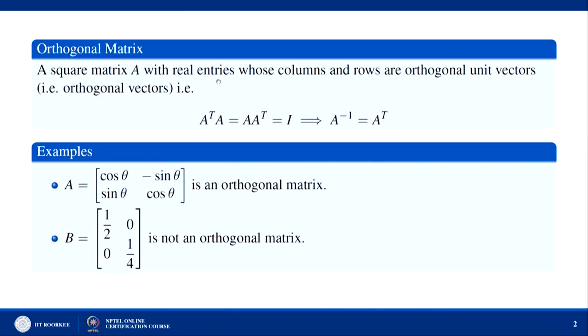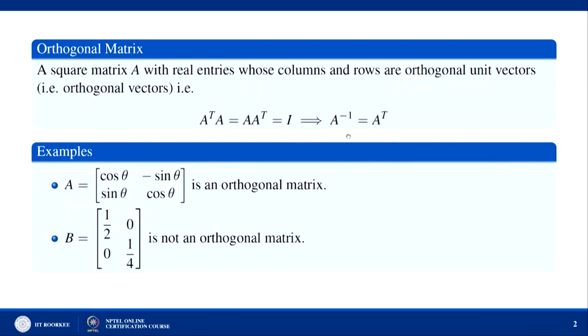Okay. So, first is orthogonal matrix. A square matrix A with real entries whose columns and rows are orthogonal unit vectors, that is A transpose A equal to I. An orthogonal matrix is basically a square matrix where A inverse is nothing but A transpose. Such real matrices are called orthogonal matrices. Now, for example, this first matrix, we can easily verify.